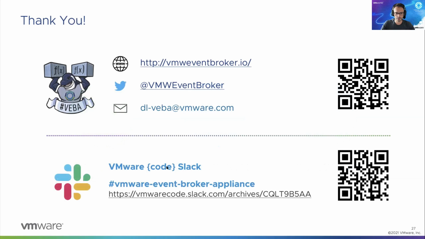So how can you reach out? There's multiple ways. We have a web page. You can reach out on Twitter. We have an email distribution list, dl-veba@vmware.com. And then there's our public VMware Code Slack channel where we have a dedicated VEBA channel where you can get support, not only from William and myself, but also the VEBA community is there and a lot of end users as well. So you'll certainly get help there as well.